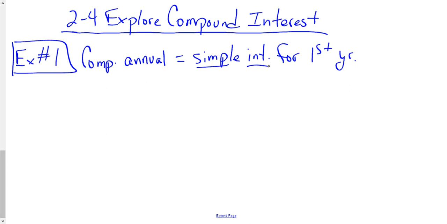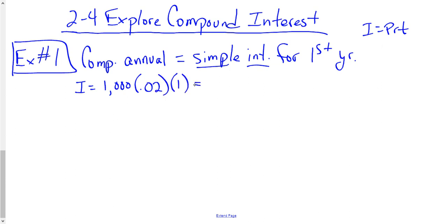So we'll have interest equals 1,000, P R T. In case you forget, I equals PRT for simple interest. Times, what do we use for a rate? 0.02. And 1 year. You should be able to do that in your head. I can't find 0.02. You can't find it? Wouldn't it just be $20? It is. Yeah.